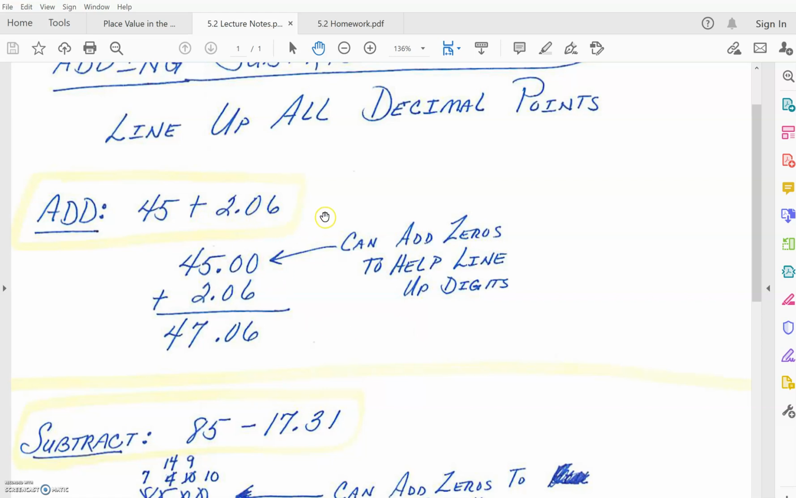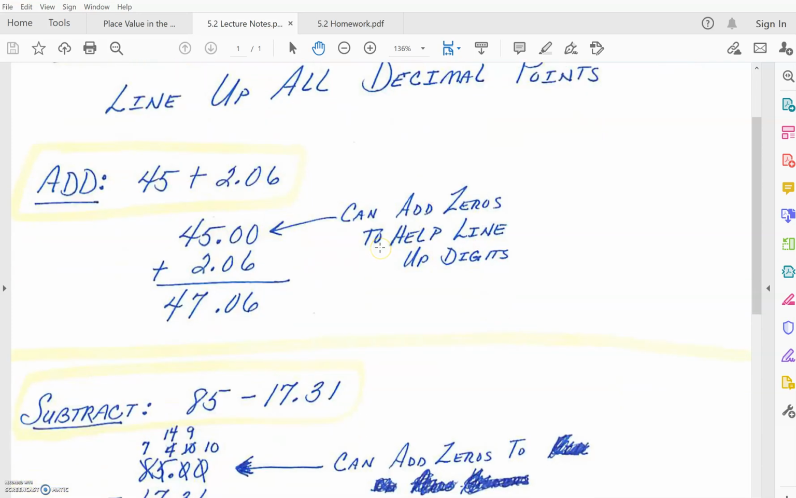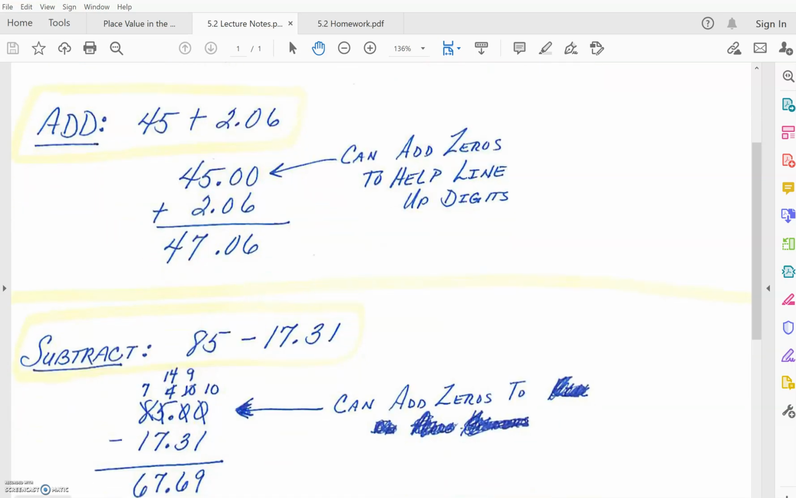This video is to assist you with your 5.3 and 5.2 homework. We're going to start with 5.2. These are the lecture notes for adding and subtracting decimals. Now, all you're going to do is just enter it right into your calculator. However, I'm just showing you a couple examples as if you were to do it manually.